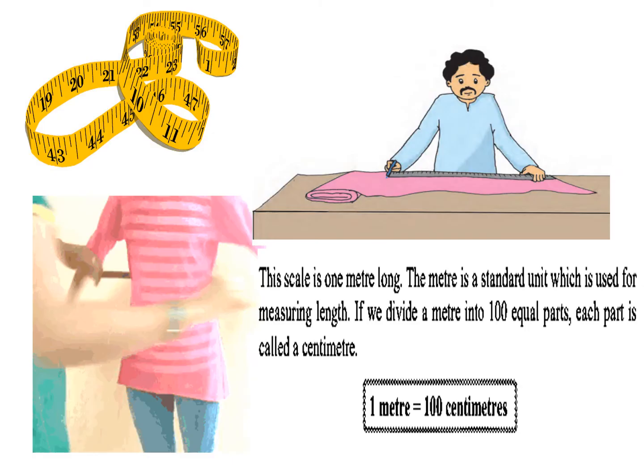A sheet of cloth must measure the same, no matter who measures it. That is why a long metal scale is used to measure cloth in a cloth shop. This scale is 1 meter long. The meter is a standard unit which is used for measuring length. If you divide a meter into 100 equal parts, each part is called a centimeter. So 1 meter is equal to 100 centimeters.